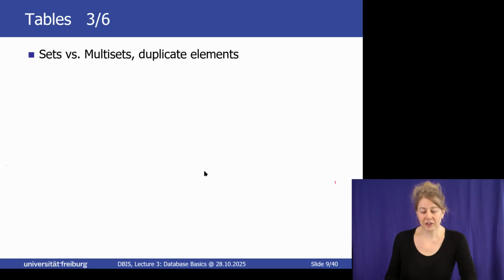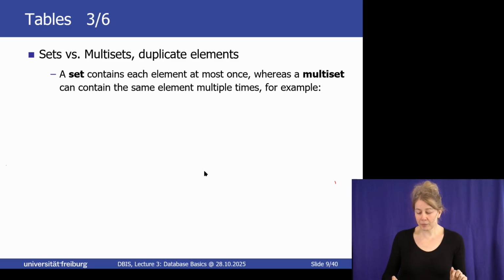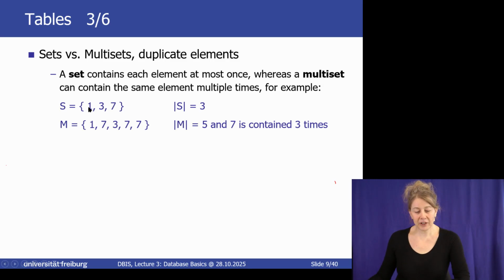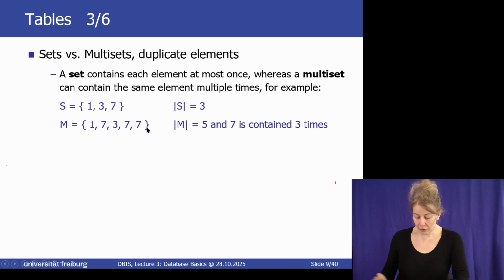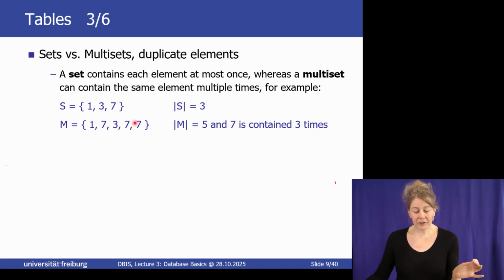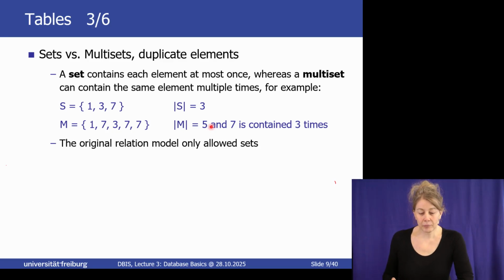Sets versus multisets. That's very important. It's simple but important to understand. What's the difference between a set and a multiset? Here's an example. That's a normal set. Set means order is not important. A set contains each element at most once. That's a multiset. So you have the 7 contained 3 times, which means the cardinality of this multiset is 5. That's a multiset. Simple enough.